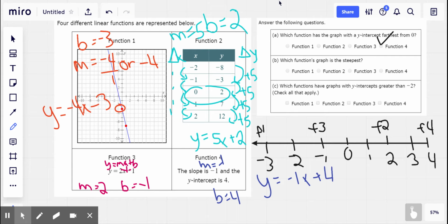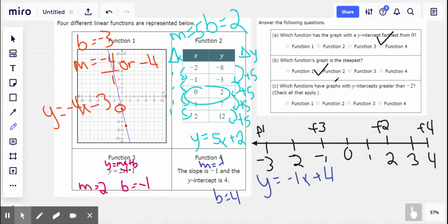You can tell this blue line, not vertical, but it is very steep. If you were to be like skiing or snowboarding down a mountain that looks like this, it'd be extremely dangerous. So I'm going to go with, that was function 2 that had the slope of 5. That's the steepest slope. So I'm going to pick function 2 for that one.